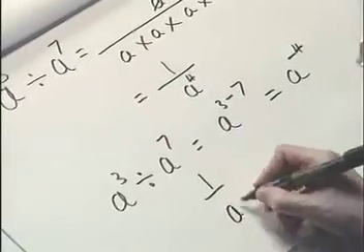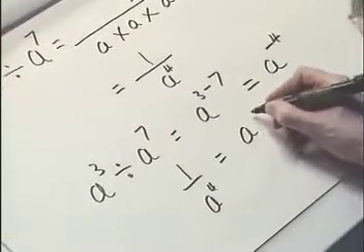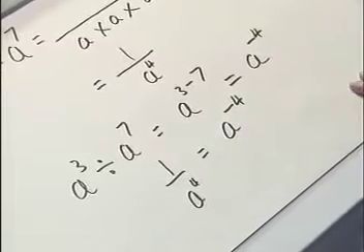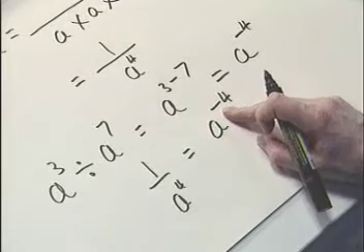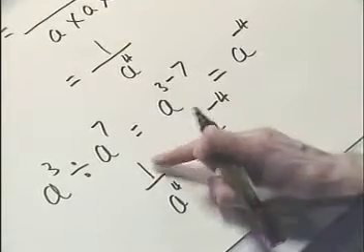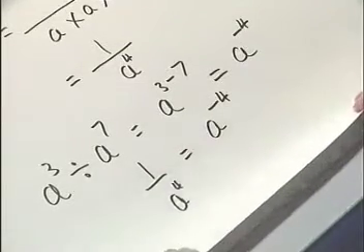So, same argument applies. We've done the same calculation in 2 different ways. We've done it correctly. We've arrived at 2 different answers. Therefore, these 2 answers have got to be the same. So 1 over a to the power 4 is a to the minus 4. So a minus sign in the index with the power means 1 over, 1 over a to the power 4.